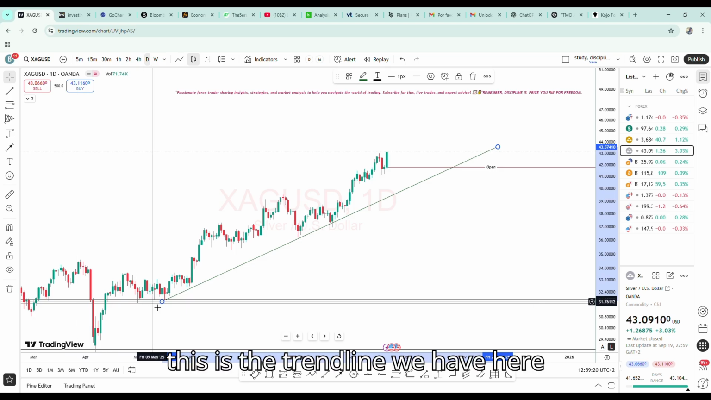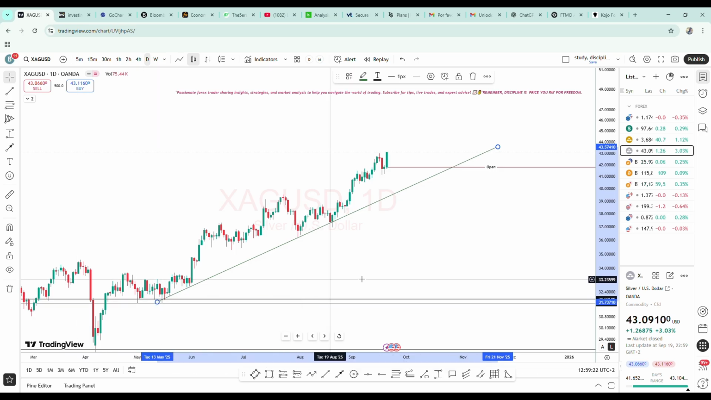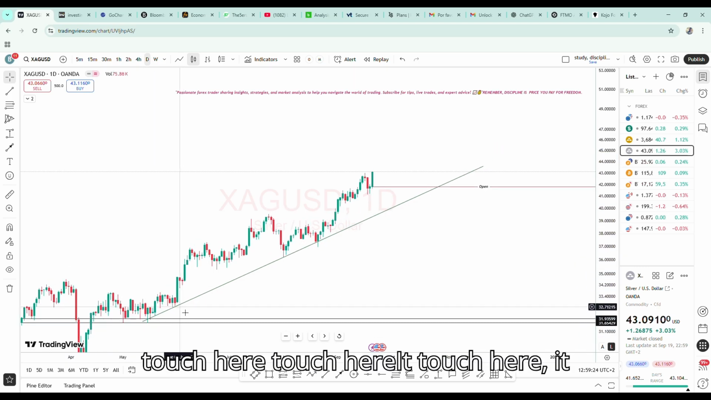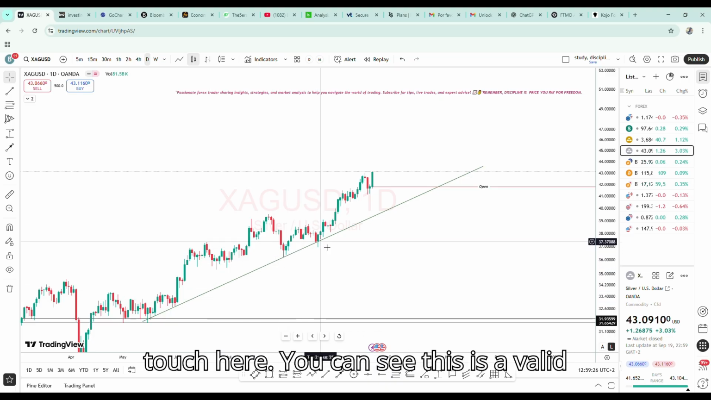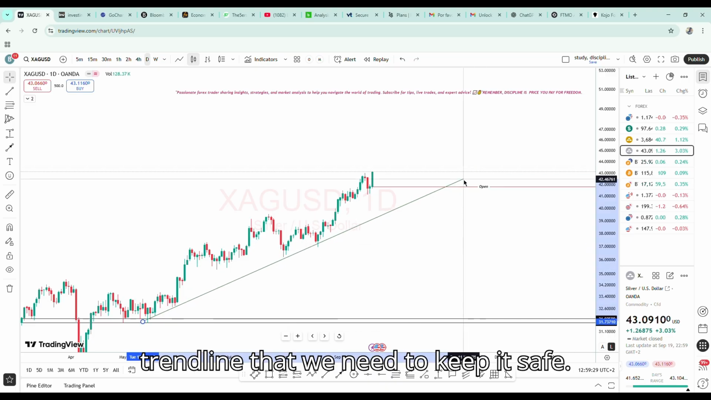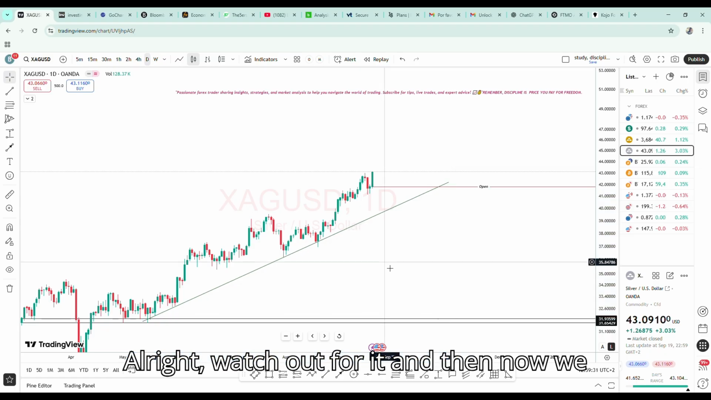This is a trend line we have here. Touch here, touch here, touch here, touch here. You can see this is a valid trend line that we need to keep safe. Alright, watch out for it.